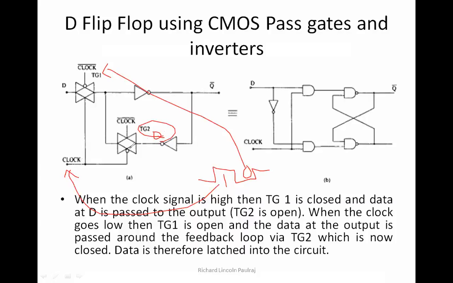If clock is enabled, it will pass through NMOS. If clock bar is enabled, then it will pass through PMOS. So I can either obtain my output here at this point, or I can obtain my output at this point.